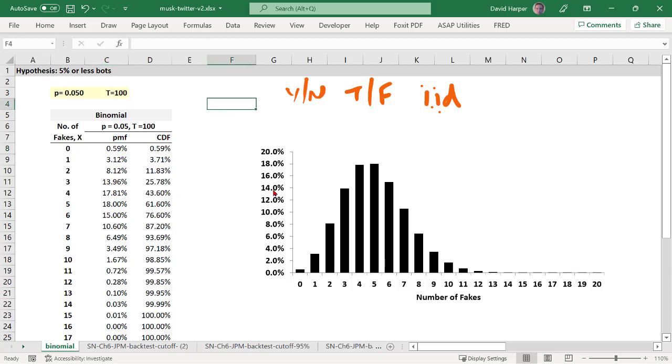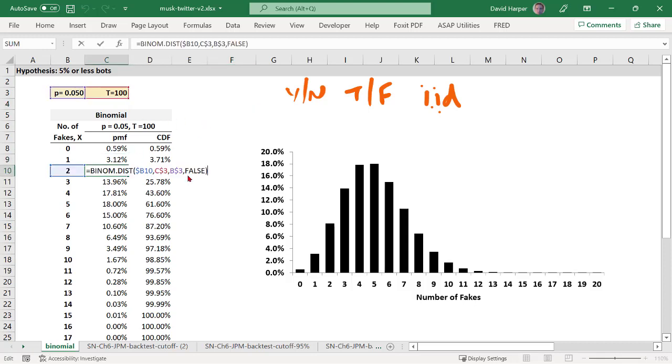I could have gotten this 0.59% also by taking 95% raised to the 100 power, because that would be the cumulative probability of a real person, a real person, a real person, 100 consecutive times in a row, right? 95% to the 100 power is also the probability of exactly 0 fakes among the 100. But then after that, we've got to use the binomial distribution.